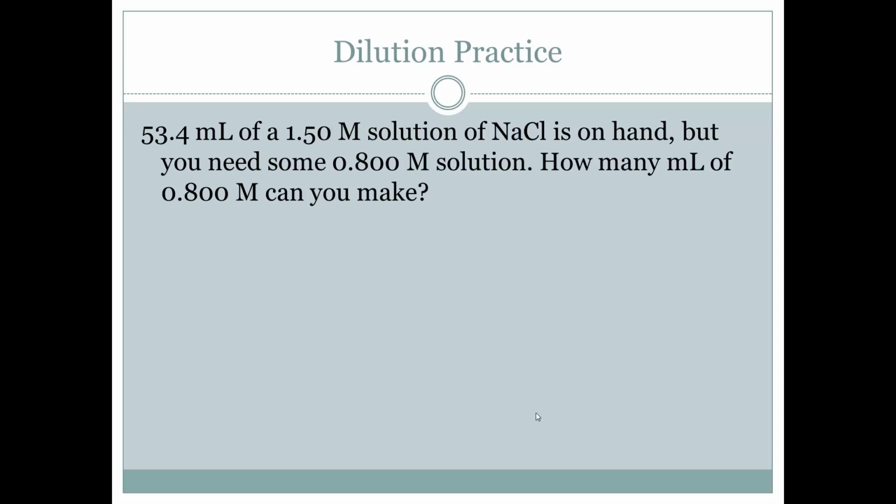So, dilution practice. 53.4 milliliters of a 1.50 molar solution of NaCl is on hand, but you need a 0.800 molar solution. How many milliliters can you make? Alright, notice the word "of." That means that this and this are going to come together. They're going to stay together on the same side of the equation. So we have M1V1, M2V2.